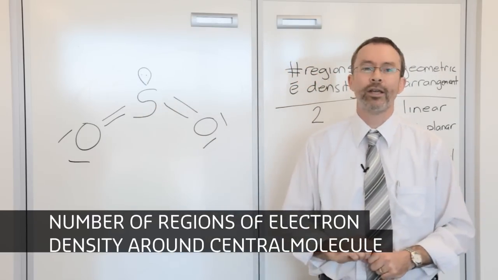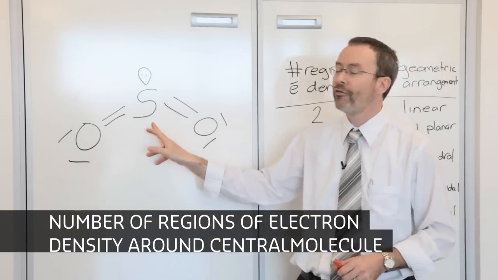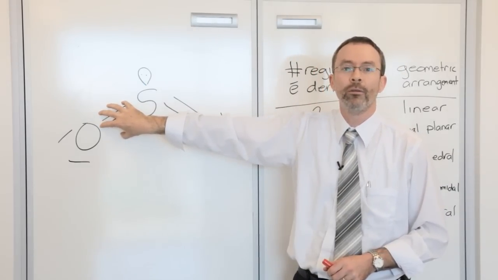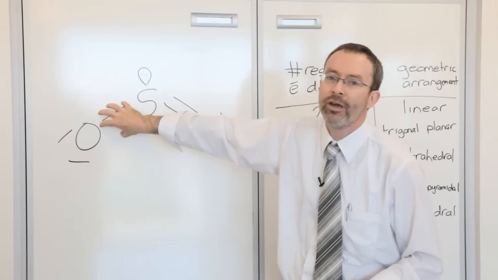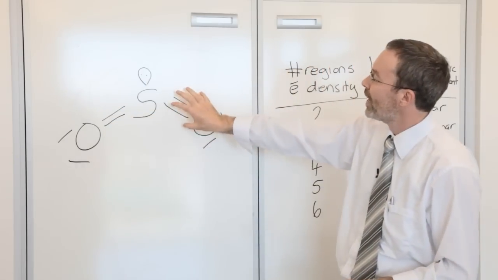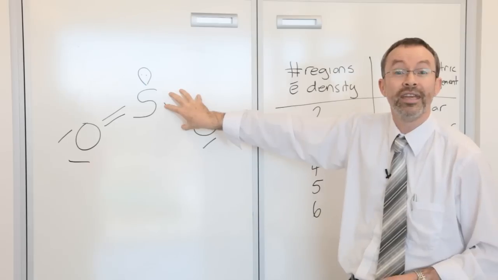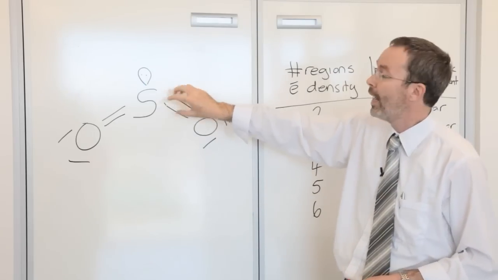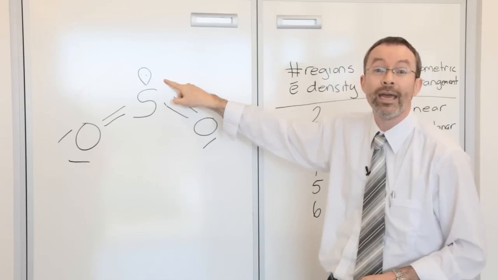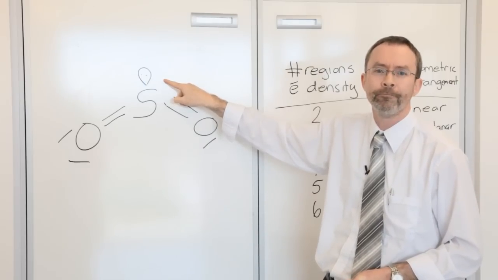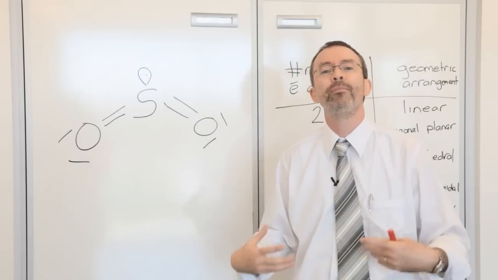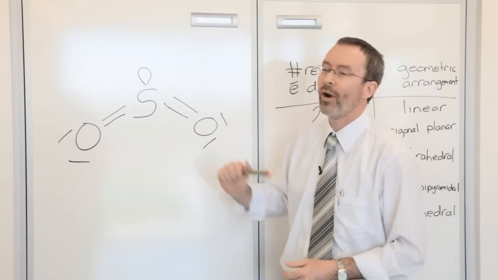So if we look at our SO2 example, the central sulfur atom has a region of electron density for one sulfur-oxygen bonding region. It does not matter whether it's a single or a double bond. It's one region of electron density. We have a second region of electron density for the other sulfur-oxygen bond. And then finally, we have a third region of electron density for the lone pair on the central sulfur atom. So the key thing about VSEPR is to count the number of regions of electron density around the central atom.